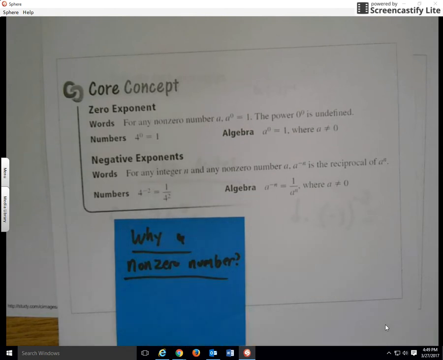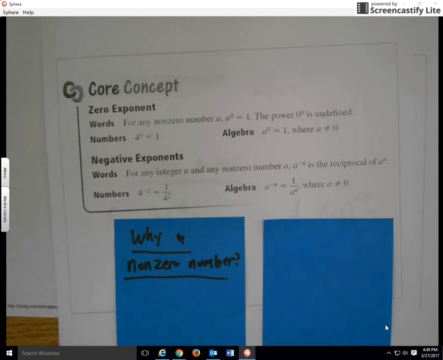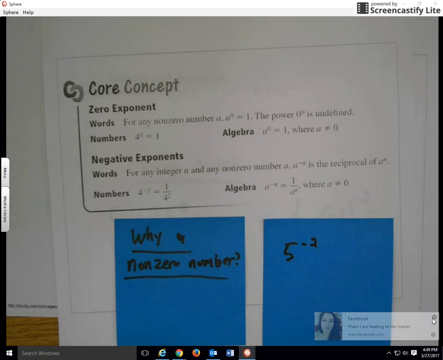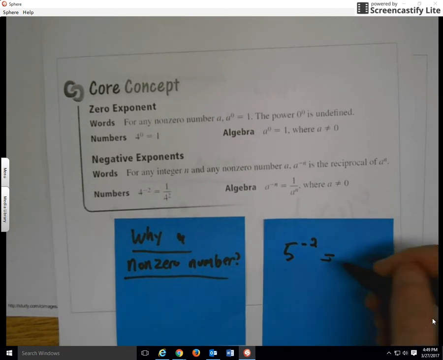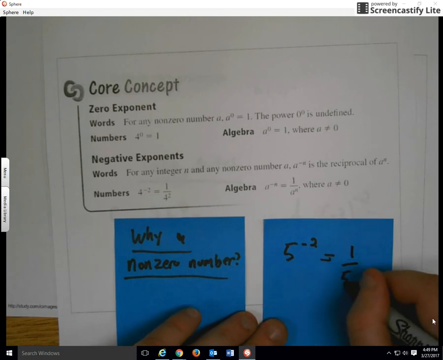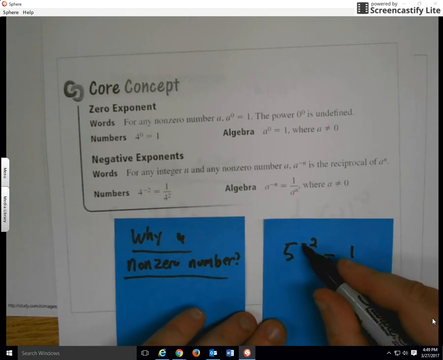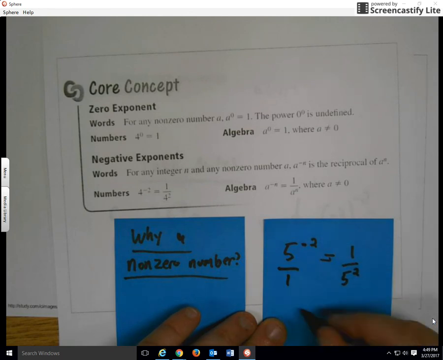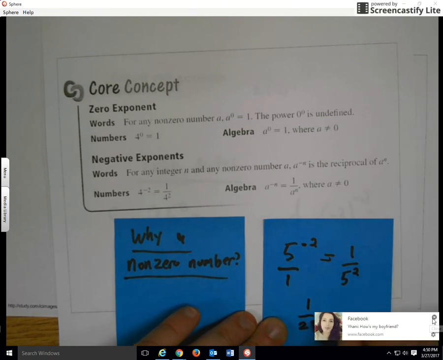Pretty easy. I could choose any number. So if I had 5 to the negative 2 exponent, it would equal 1 over 5 squared. The exponent is a positive, not a negative anymore, and you put the base in the reciprocal. Since 5 is the same thing as 5 over 1, you now flip it and put it in the denominator. So you just do the reciprocal and keep the exponent. And of course, 5 times 5 is 25, so the answer would be 1 over 25.